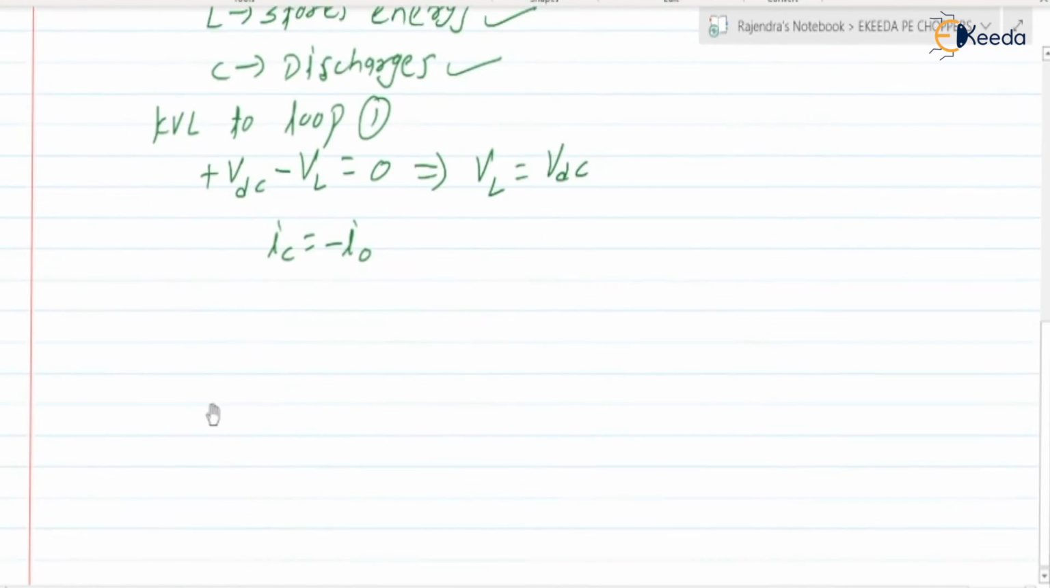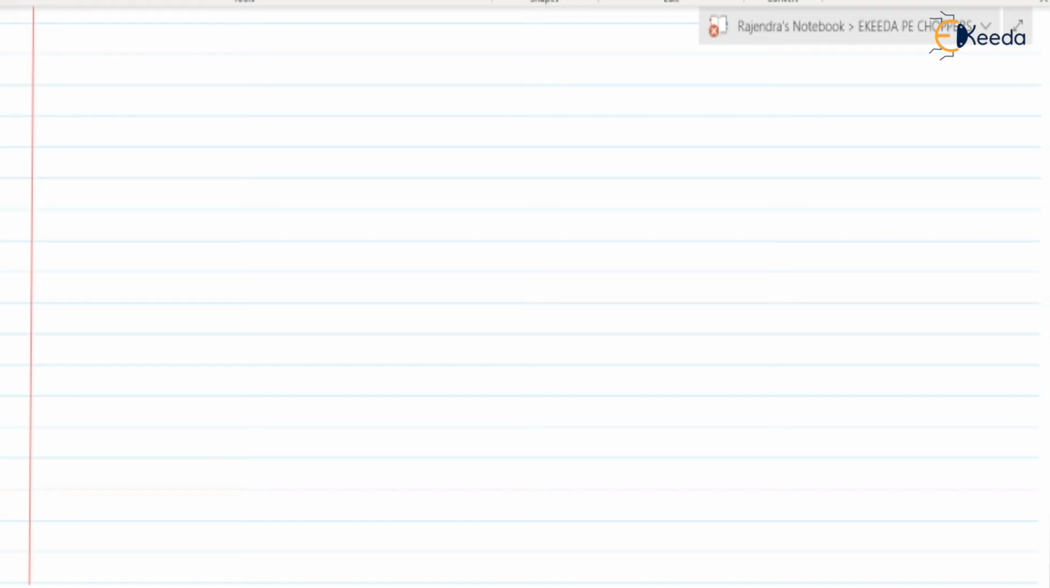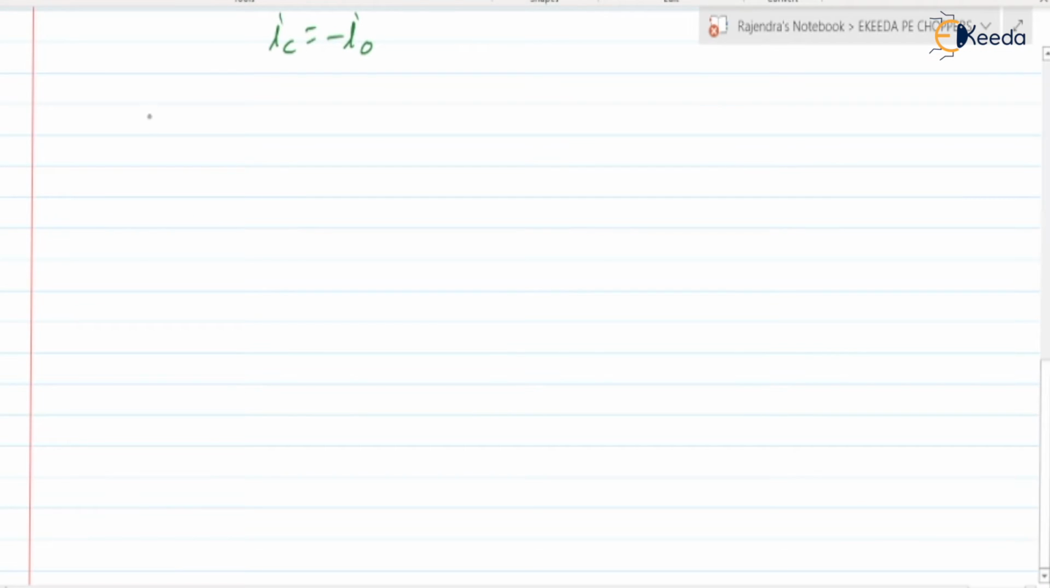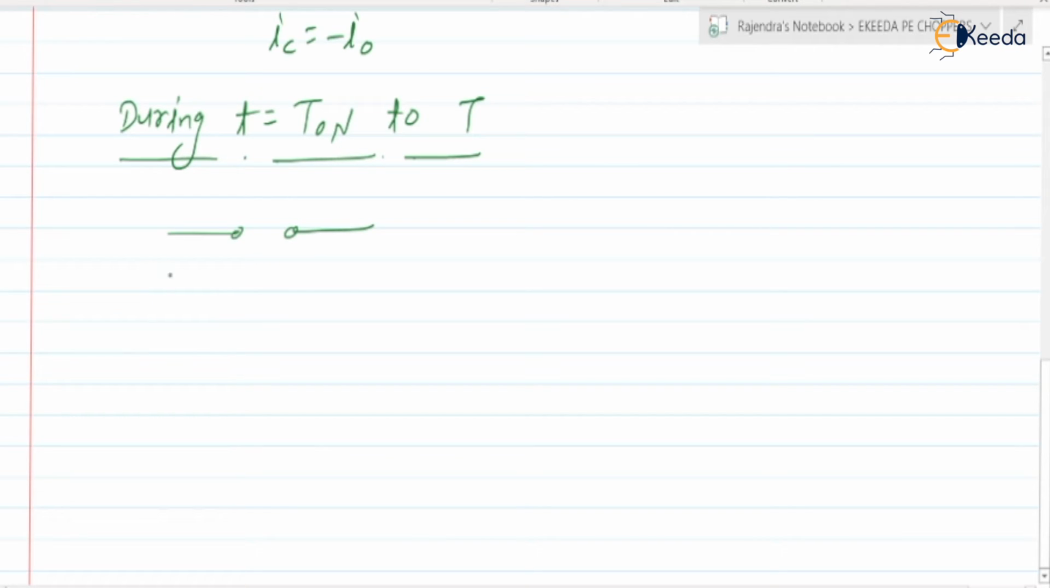Next, during T on to T, what will happen? Let us discuss. During t equal to T on to capital T, the switch is open. The switch is in the off state.